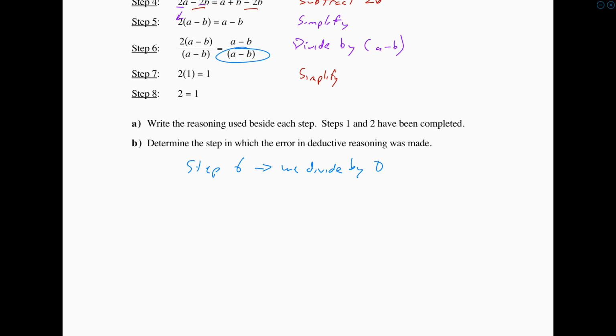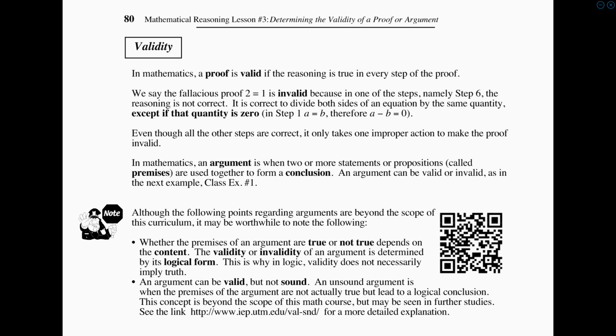We divided by 0. So, this is an invalid proof. The issue wasn't with one of the premises initially. It was fine for A to be equal to B. But there was a logical issue that happened partway through it. Yeah. So it's invalid because step 6 wasn't correct. It's correct to divide both sides of the equation by the same quantity, except that quantity in this case was 0. Right? Okay. So all the other steps are correct, but one improper action makes the proof invalid.